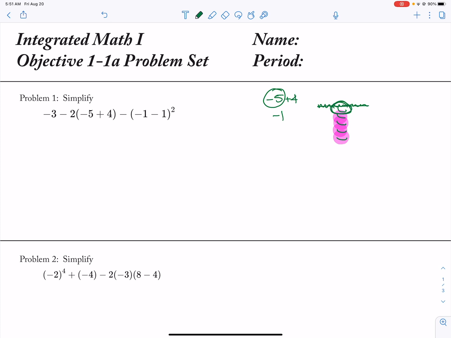Now what happens when -1 minus 1? So here's my ground, right? I dig for a -1, I dig another -1, so I get a total of -2. So I have -3 minus 2 times -1 minus -2, the quantity squared.